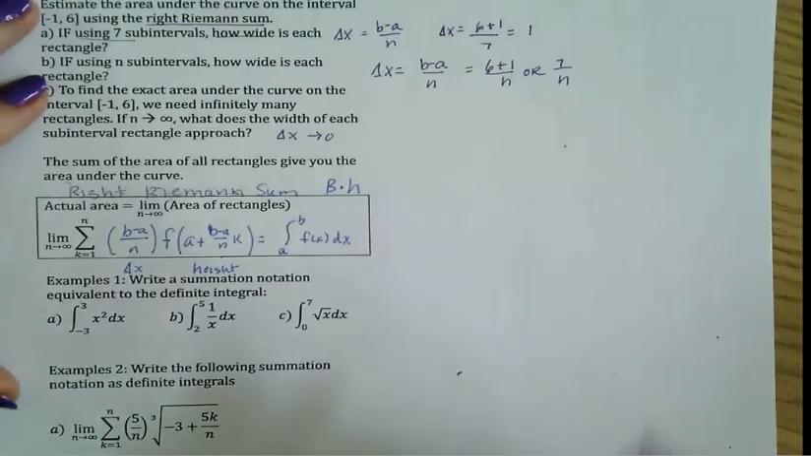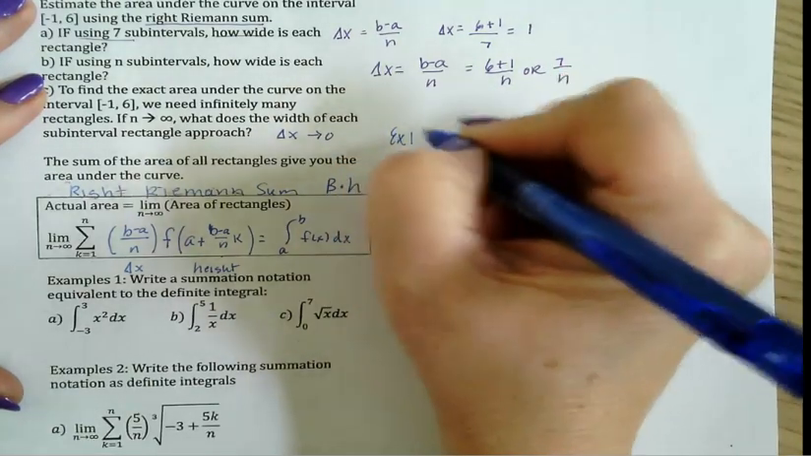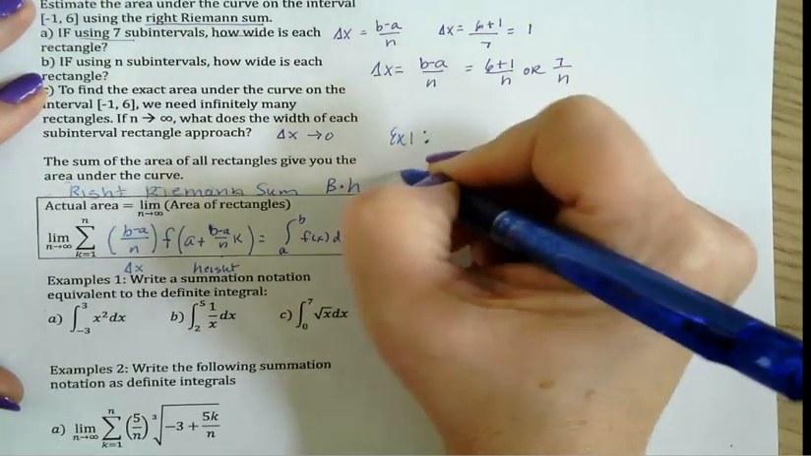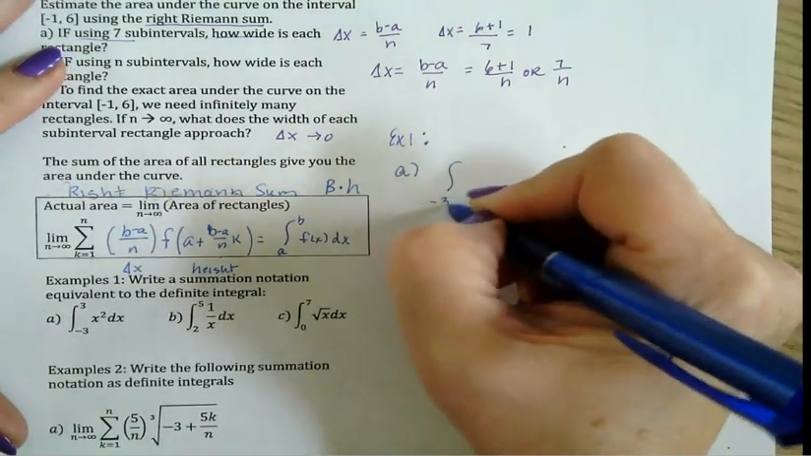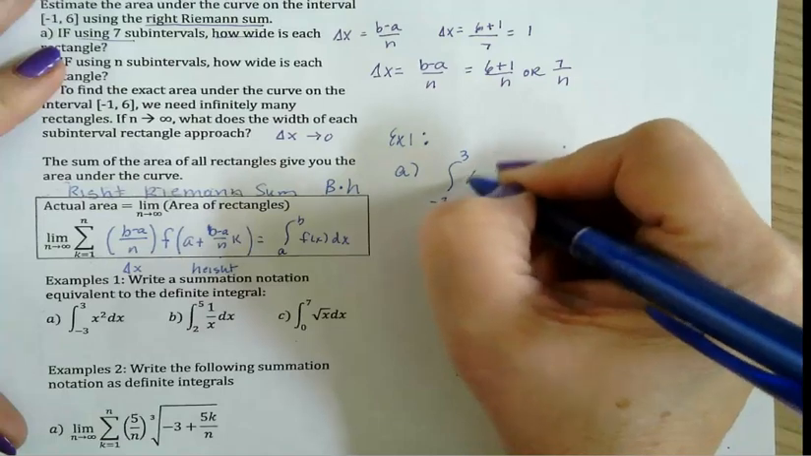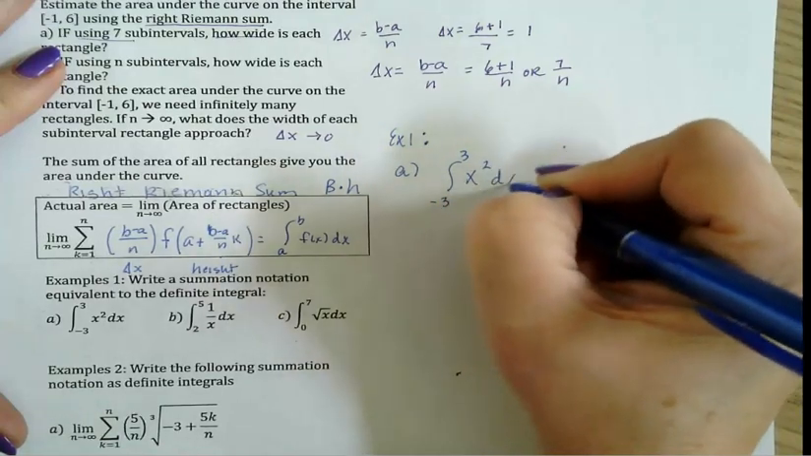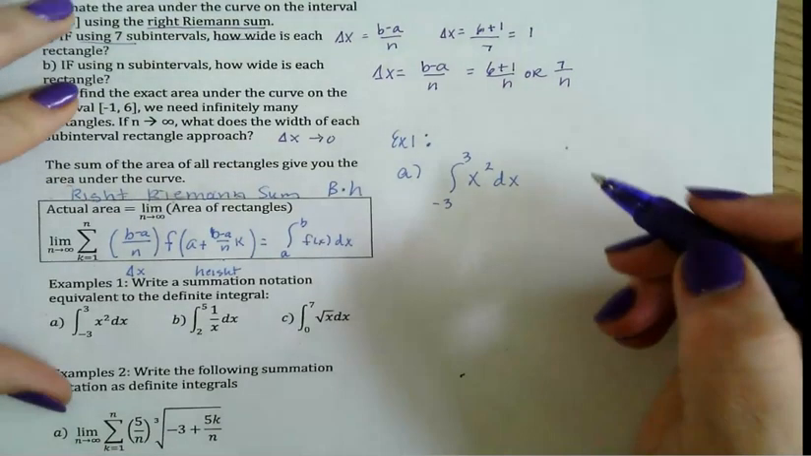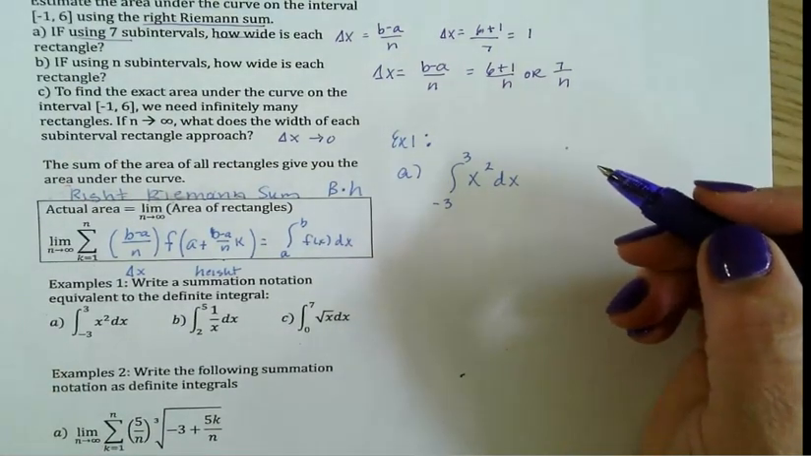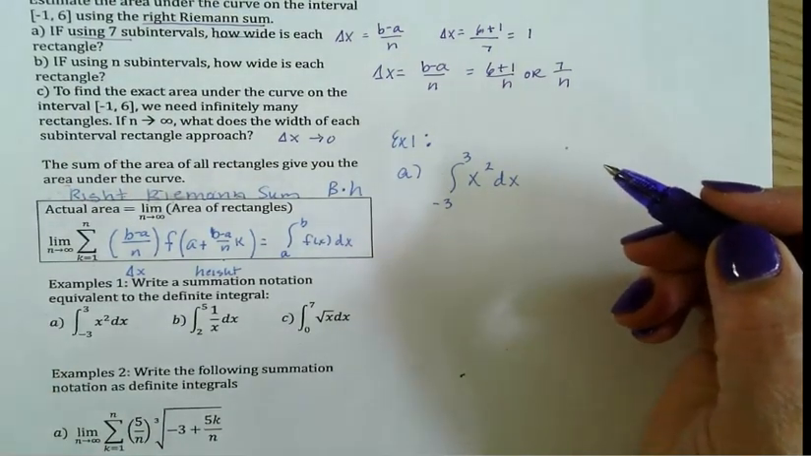All right, so example 1, part A. We're going to be looking at this integral from -3 to 3. We have a function x squared, and we have our dx, all the pieces that are required when we're working with these models.